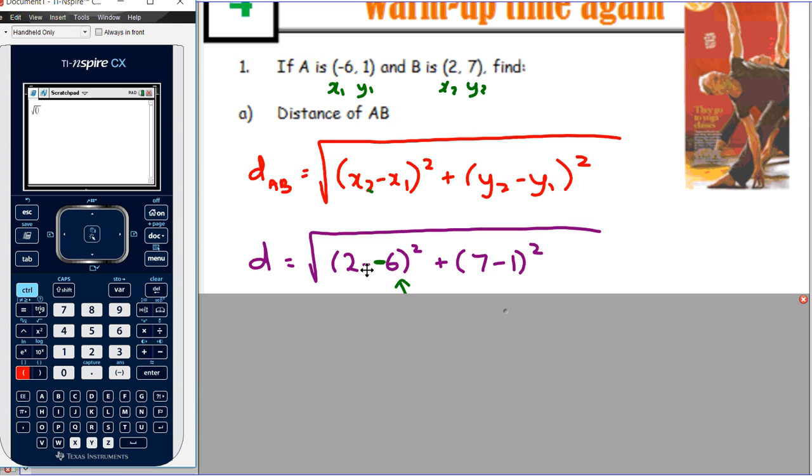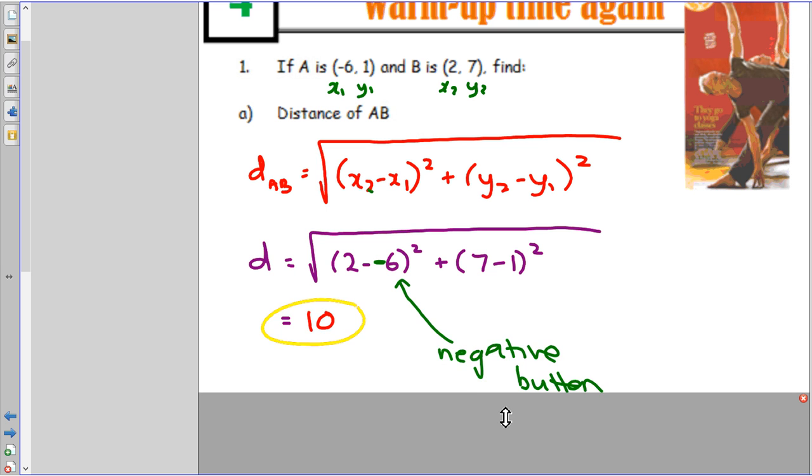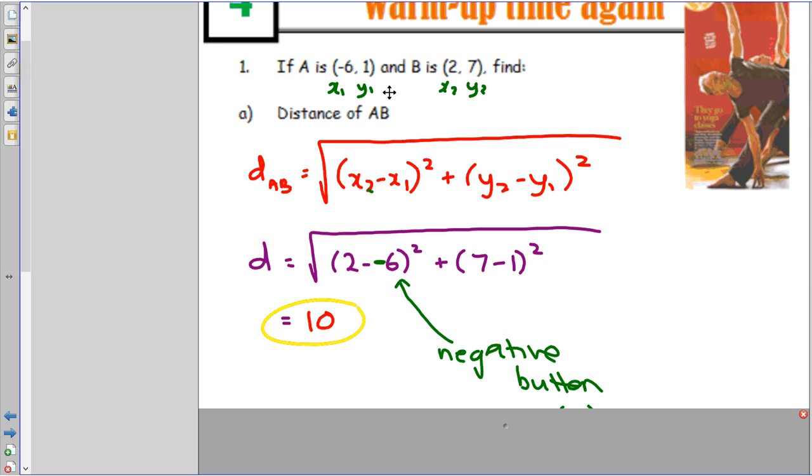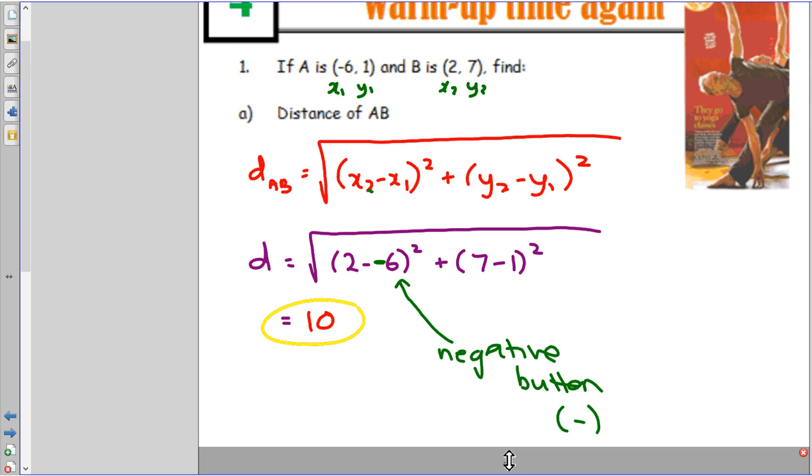In case you're not sure what I mean by that, we've got 2 subtract negative 6. Notice I put the negative in green to indicate that's a negative. And when you do that, you end up getting an answer of 10. So the distance between these two coordinates on a graph is 10 units. Just a reminder that we use a negative button for this one. Now let's move on to the next question.